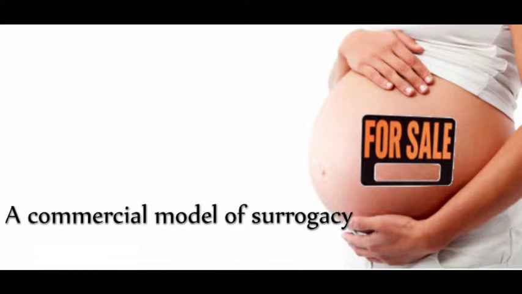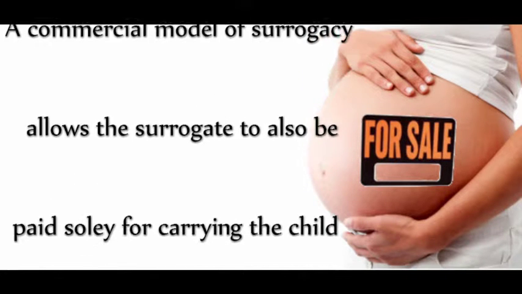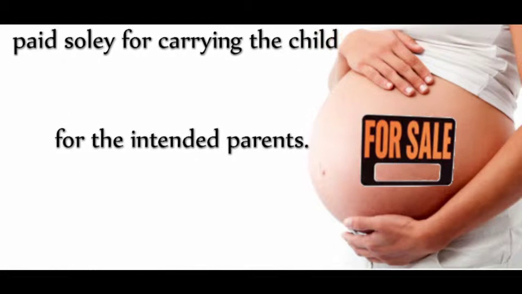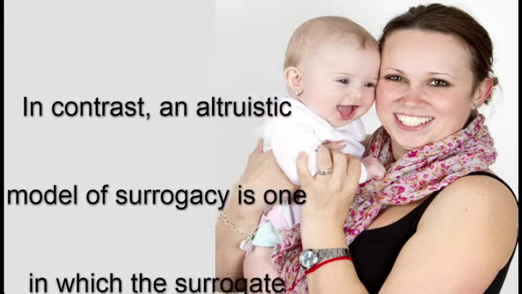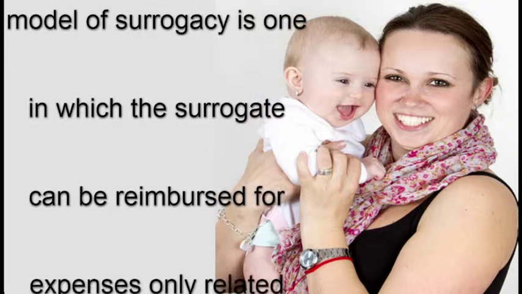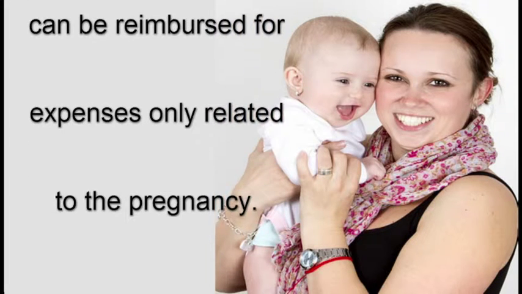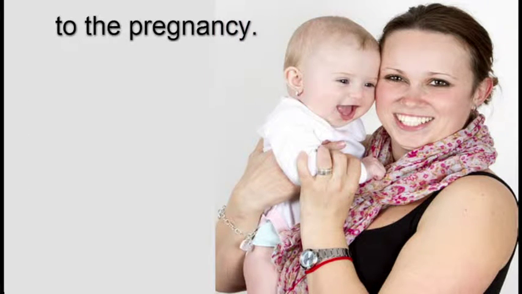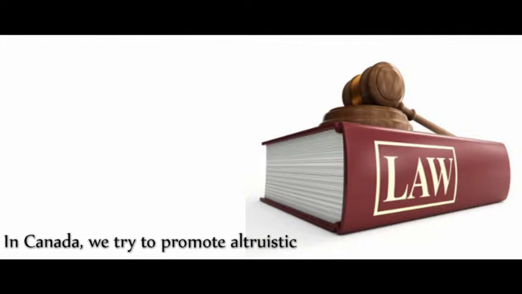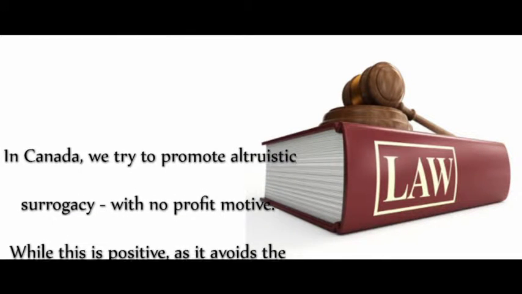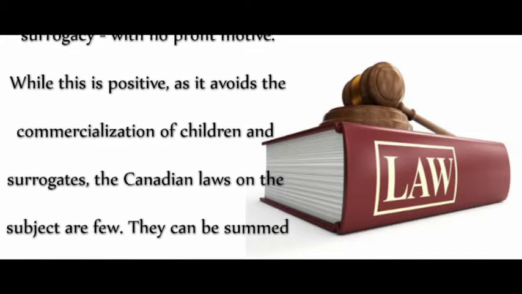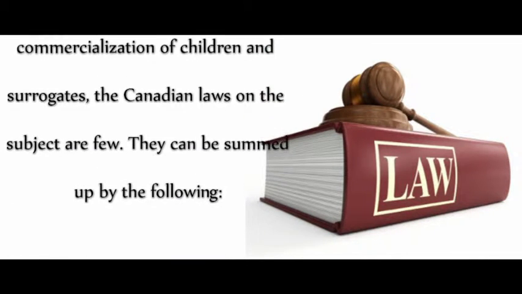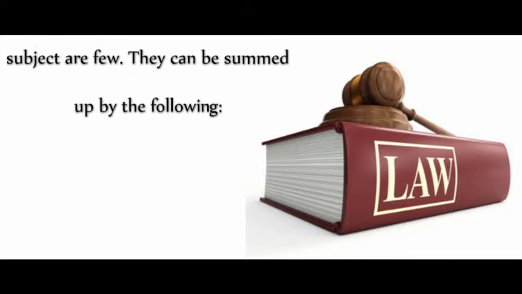A commercial model for surrogacy allows the surrogate to also be paid solely for carrying the child for the intended parents. In contrast, an altruistic model of surrogacy is one in which the surrogate can be reimbursed for expenses only related to the pregnancy. In Canada, we try to promote altruistic surrogacy with no profit motive. While this is positive, as it avoids the commercialization of children and surrogates, the Canadian laws on the subject are few. They can be summed up by the following.